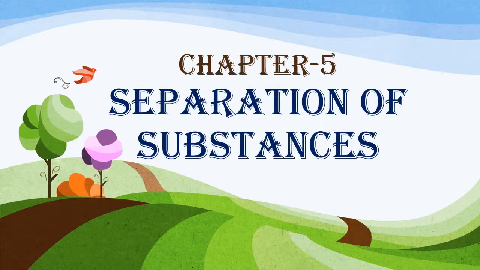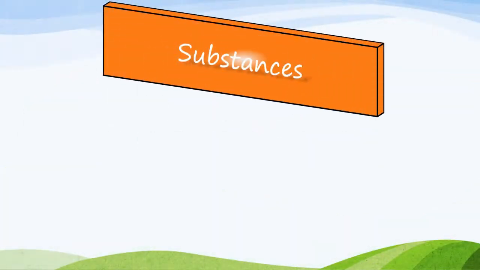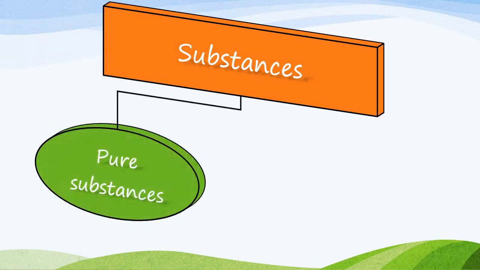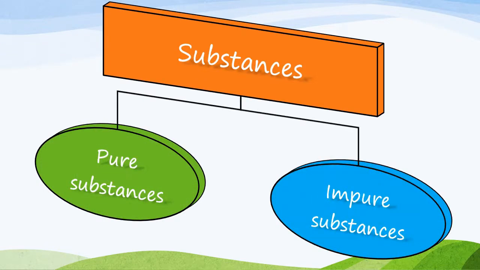So today we are going to start our new chapter, chapter 5, separation of substances. There are two types of substances, pure substances and impure substances. Now see what is a substance, what is an impure substance and what is a pure substance.